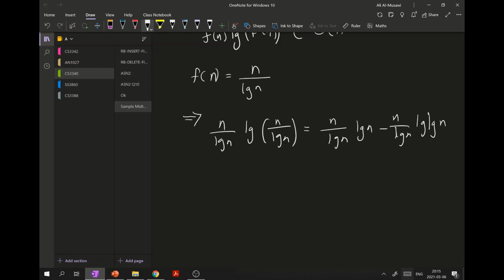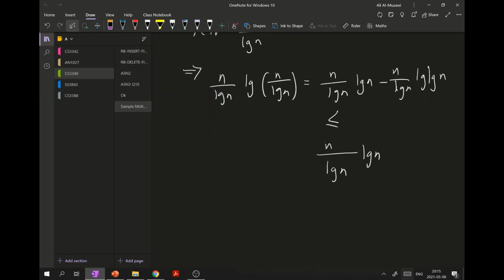Clearly if we add something, we make it bigger, so this is going to be less than or equal to n over log n times log n. Essentially we just get rid of the minus by adding. Stuff on top is smaller than the stuff on the bottom, so we have n log n here. Of course these logs cancel out and we get n.